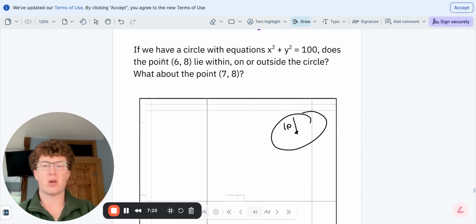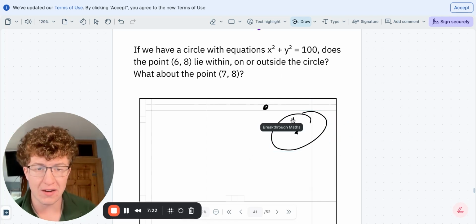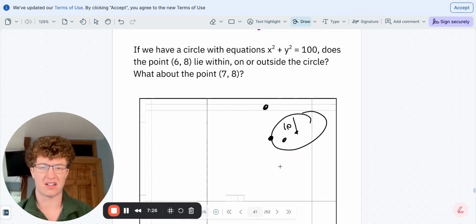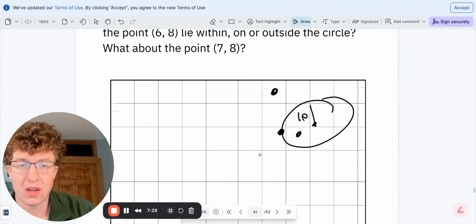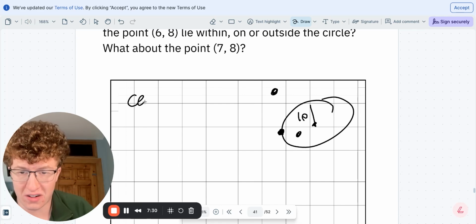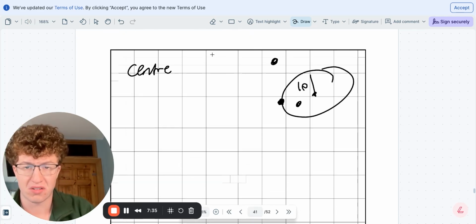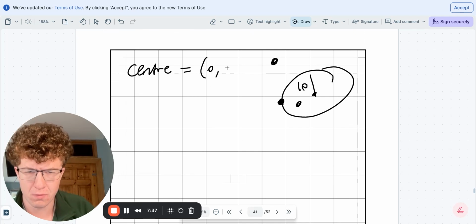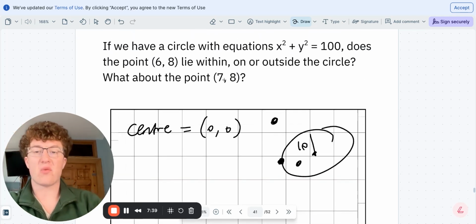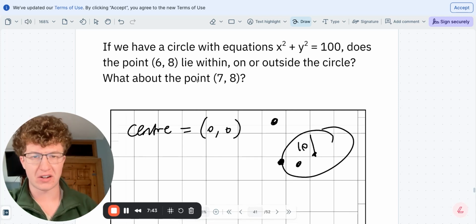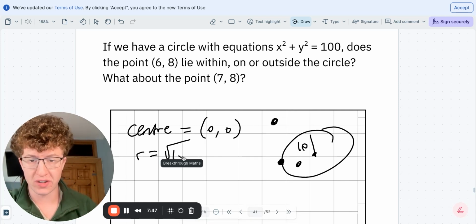Now, we want to determine if this point is either outside here, if it's on the circle, it's going to look something like that, or if it's inside the circle like that. How are we going to do that? Well, what's the center of this circle? We know it looks like this, so its center is just going to be 0, 0, the origin. Like that. Now, we want to determine if the point is inside, outside, or on the circle. Well, we know the radius is just 10, square root of 100.